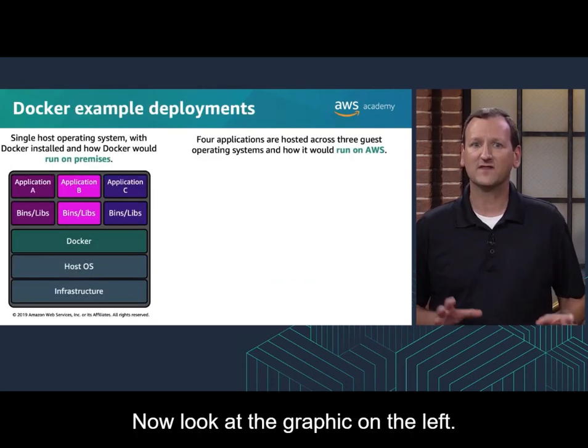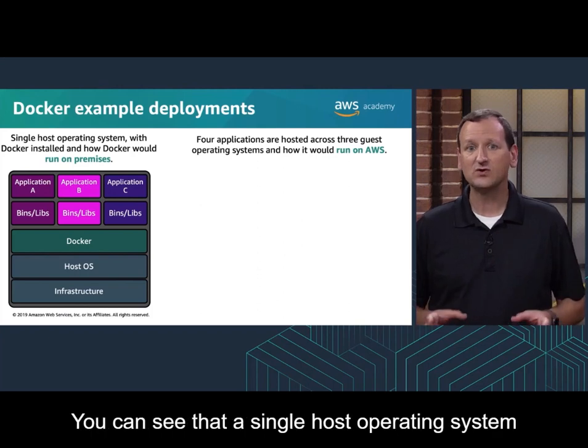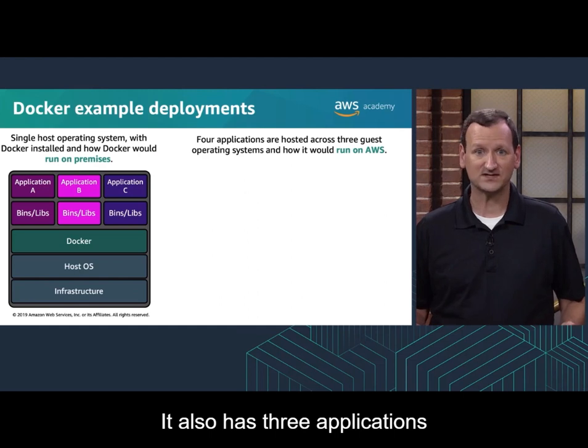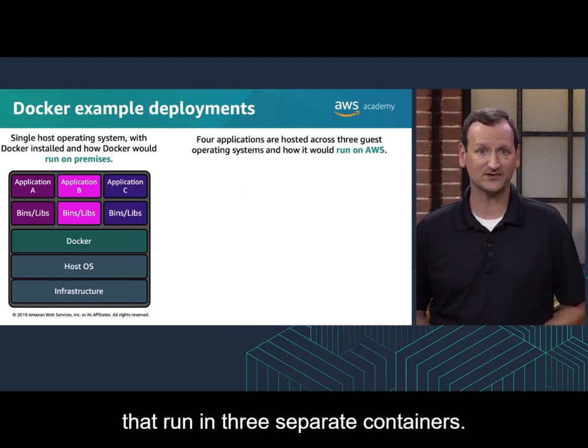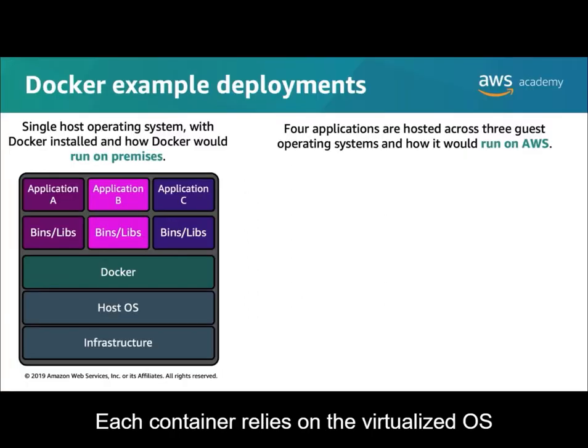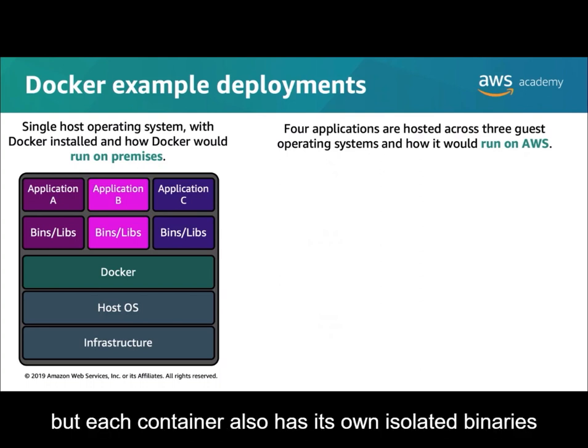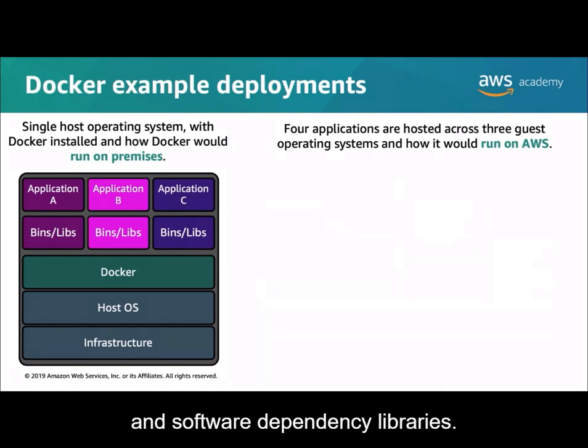Now look at the graphic on the left. You can see that a single host operating system has Docker installed on it. It also has 3 applications that run in 3 separate containers. Each container relies on the virtualized OS provided by Docker. But each container also has its own isolated binaries and software dependency libraries.